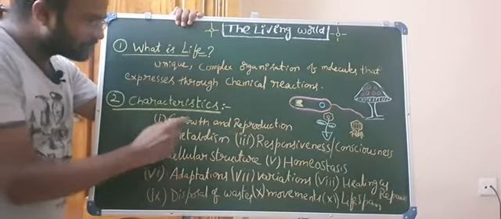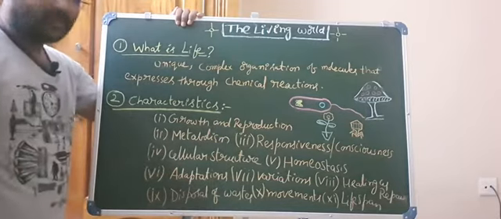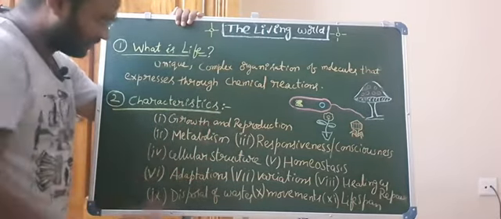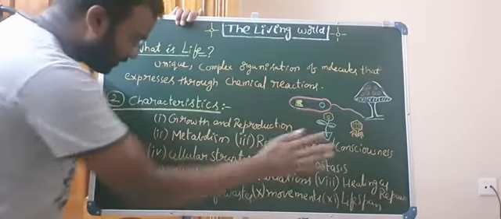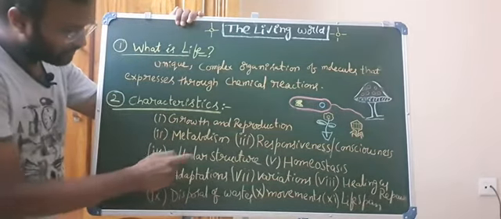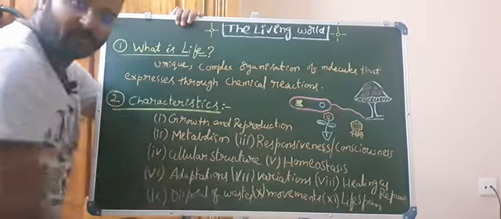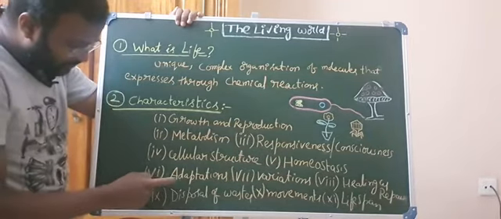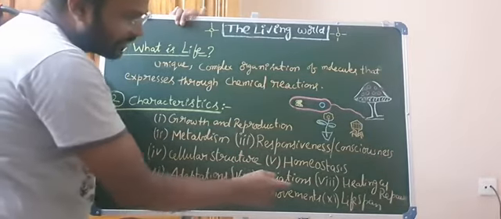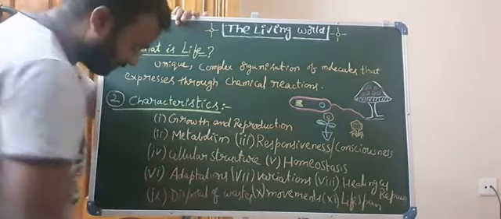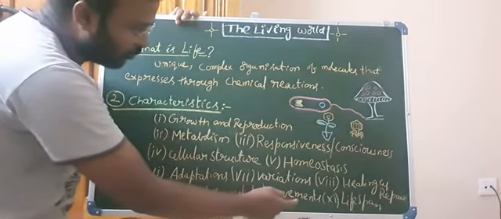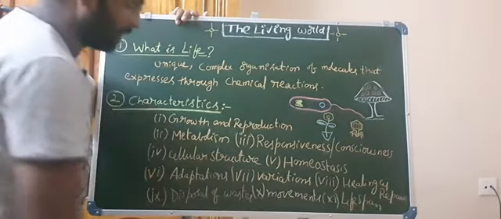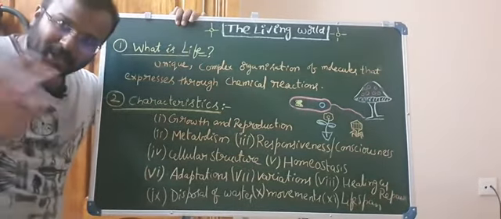The first one is growth and respiration, reproduction. Second one is metabolism. Third one is responsiveness or consciousness. Fourth one is cellular structure. Fifth one is homeostasis. Sixth one is adaptation. Seventh one is variations. Eighth one is healing and repair. Ninth one is disposal of wastes. Tenth one is movements. Eleventh one is lifespan. So, these are the characters which I considered.